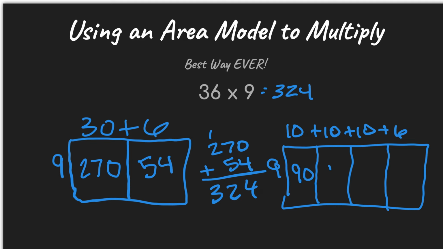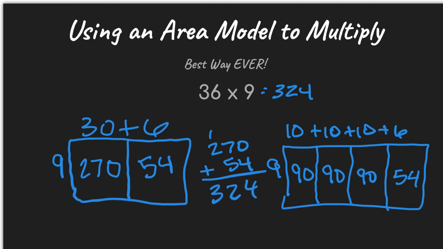90. 9 times 10 is 90. 9 times 6 is 54. Now if I add all these together, 90 plus 90 plus 90 plus 54, I bet we're going to get the same answer. So you can break it apart however you want. I traditionally will do my tens and my ones. That's how you're going to see me do it. But if you're not good at these facts, you can break them up into smaller pieces.